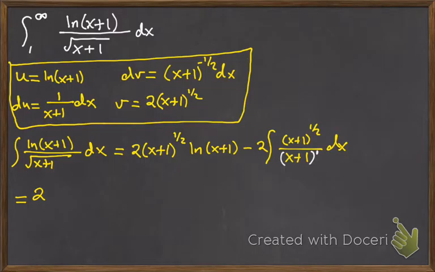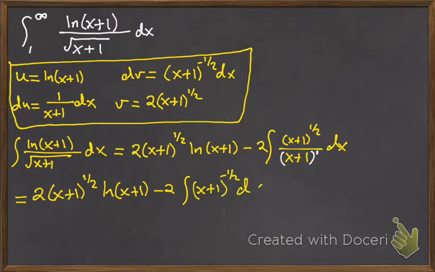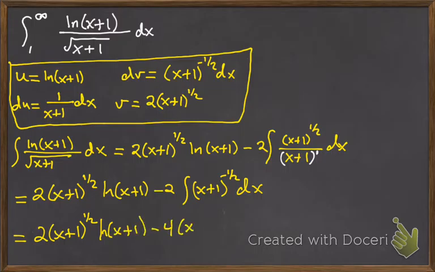We got some nice stuff going on here. That's an exponent of 1, so this integrand is going to become x plus 1 to the minus 1/2. So we still have all that stuff out in front: 2(x plus 1) to the 1/2 times ln of x plus 1, minus 2 times the integral of x plus 1 to the minus 1/2 dx. Then we'll find the antiderivative of that, and that's just a simple power rule, okay? And so then we have the antiderivative of that.